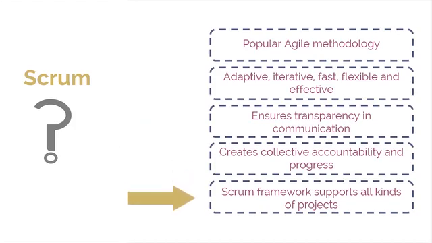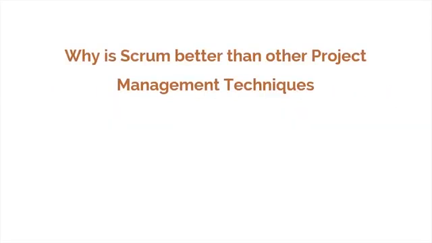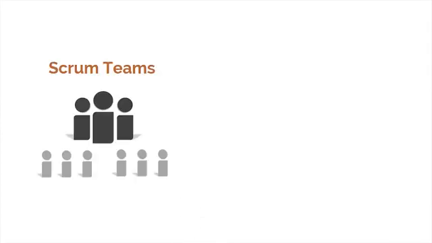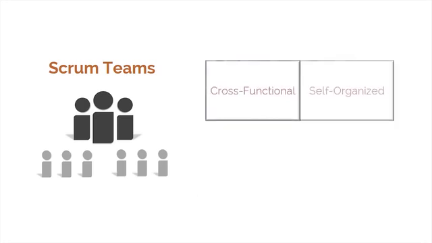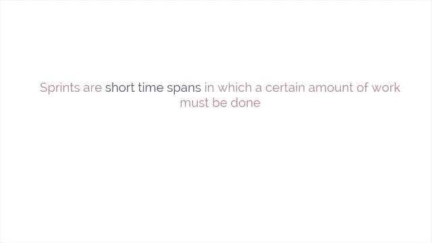The Scrum framework, as defined in the SBOK guide, is structured in such a way that it supports product and service development in all types of industries and in any type of project, irrespective of its complexity. Here another question arises. Why is Scrum better than other project management techniques? A key strength of Scrum lies in its use of cross-functional, self-organized, and empowered teams who divide their work into short, concentrated work cycles called sprints. Think of sprints as short time spans in which a certain amount of work must be done.